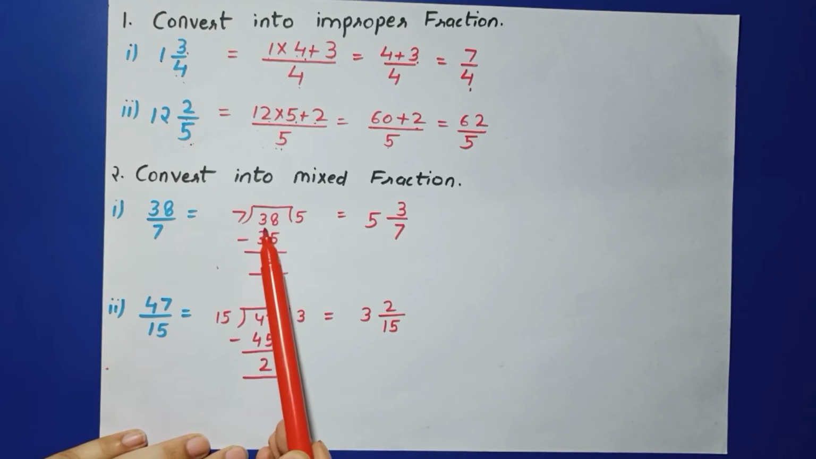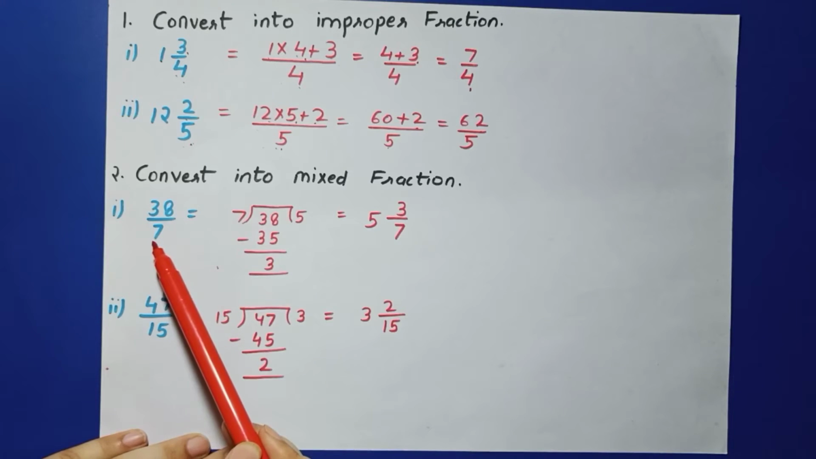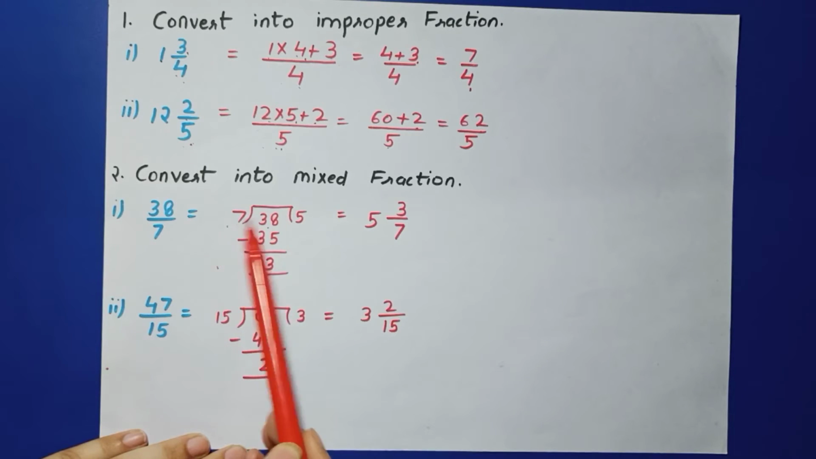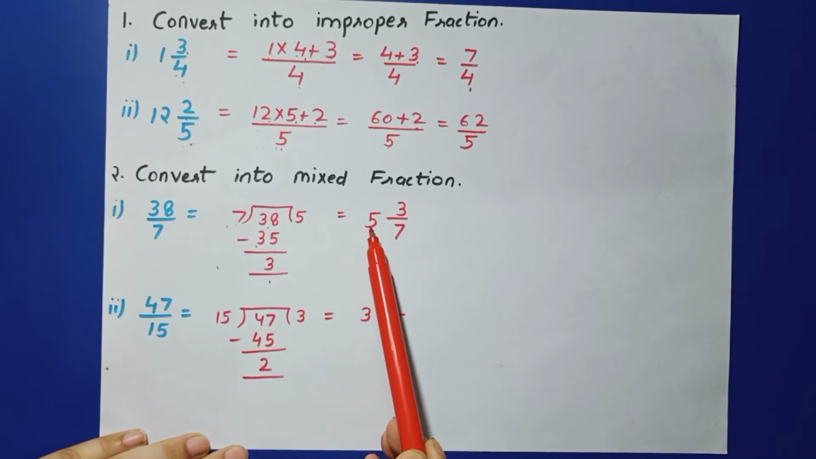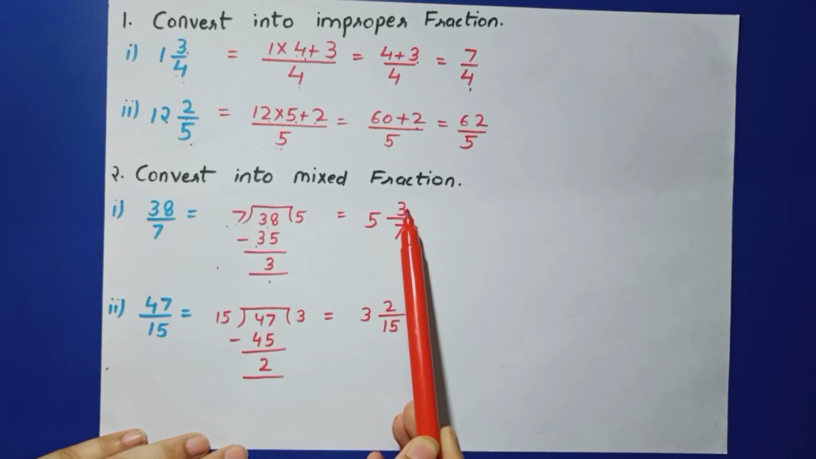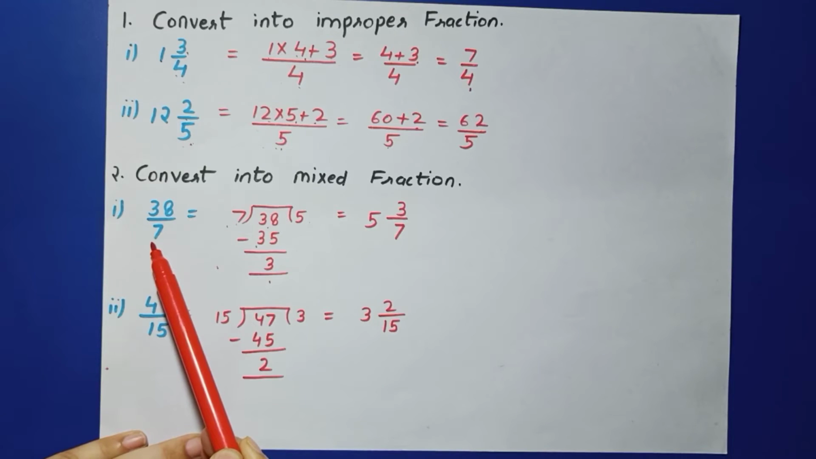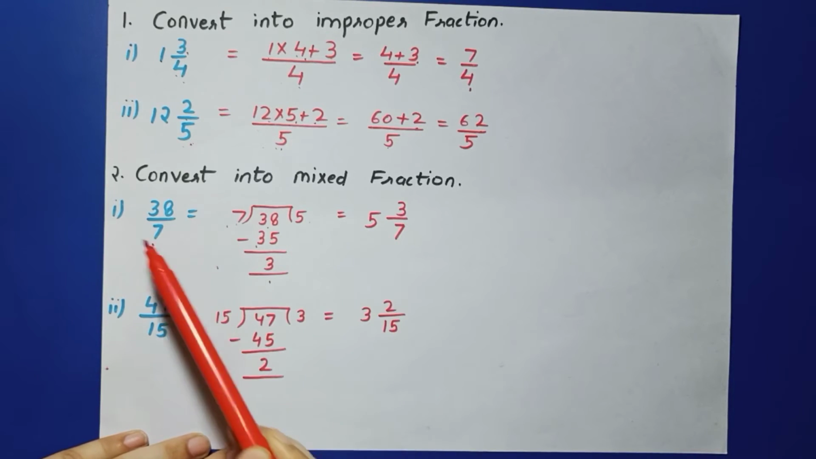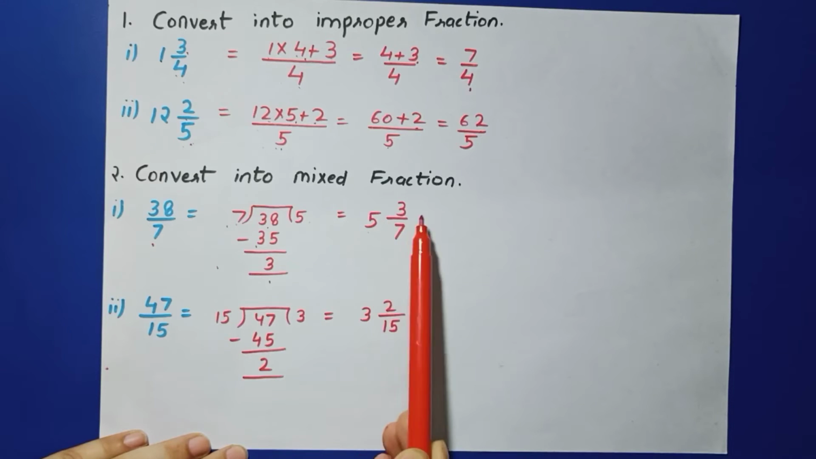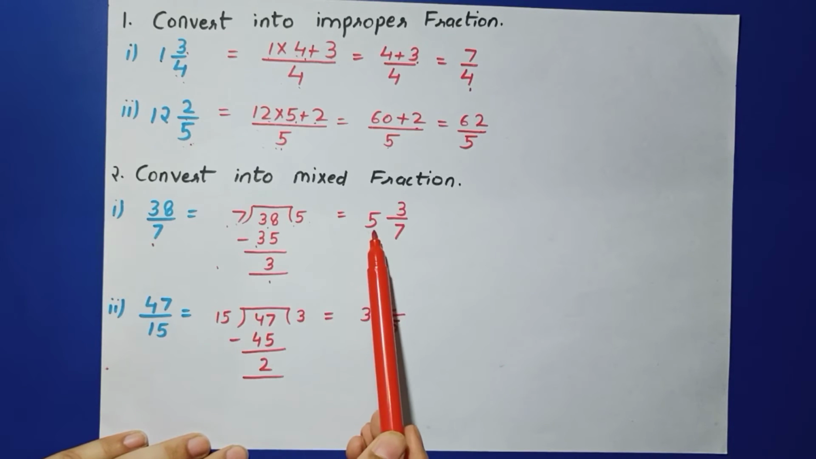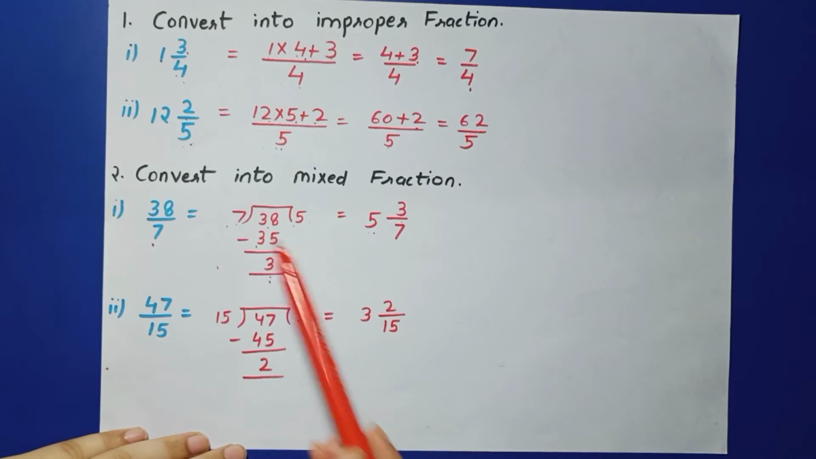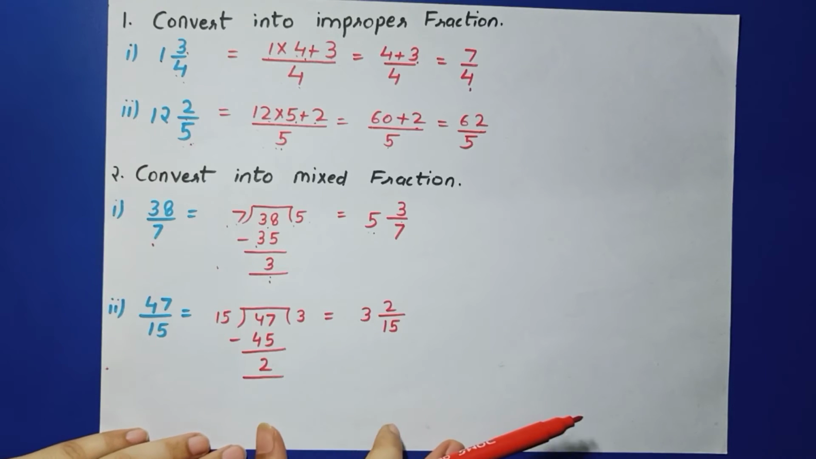38 upon 7. We'll simply divide 38 by 7. 7 5s are 35. The remainder is 3. So the quotient we'll write here and the remainder we'll write here, and the denominator remains the same. The 7 is the denominator here, so we'll write 7 here. So 5 is the quotient and 3 is the remainder. In this way we convert it into a mixed fraction.